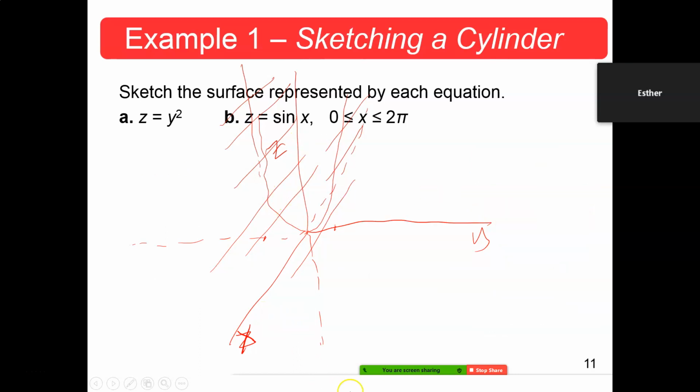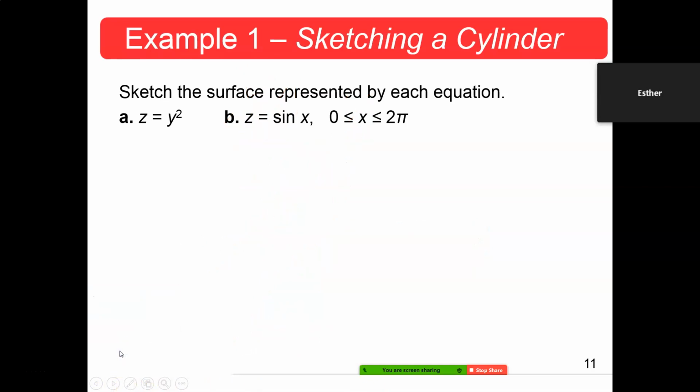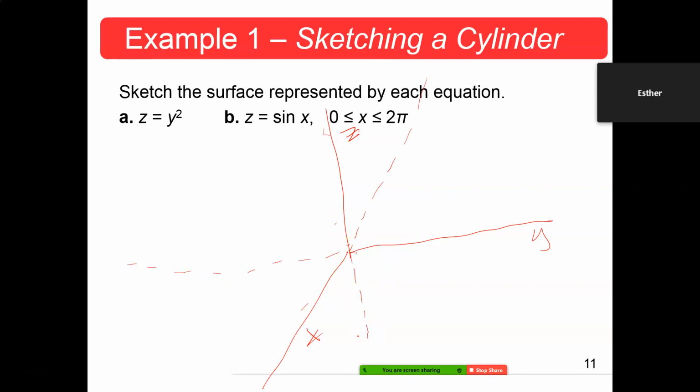Now the second one of these is z is equal to sine x. If I do the same type of thing I did before and make our z-axis here, the y-axis here, and the x-axis here, here we're in the xz plane. I'm going to extend the negative here, a negative here, and the negative here. So in the xz plane we have z is equal to sine x.